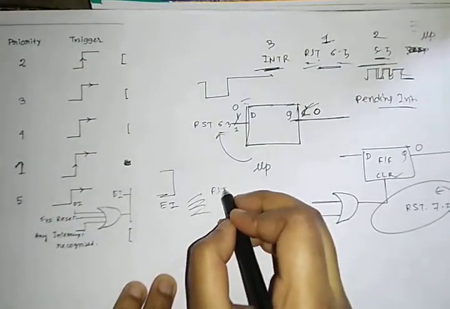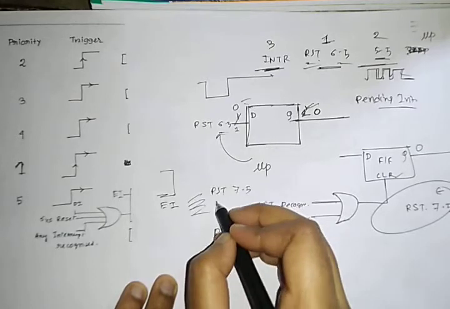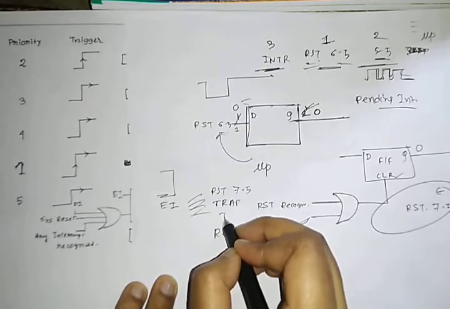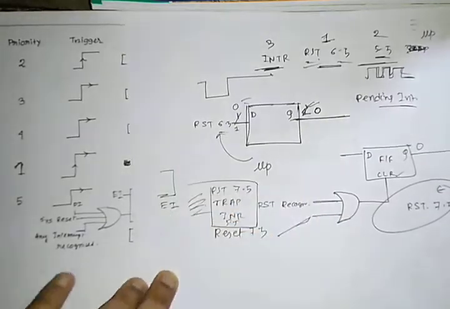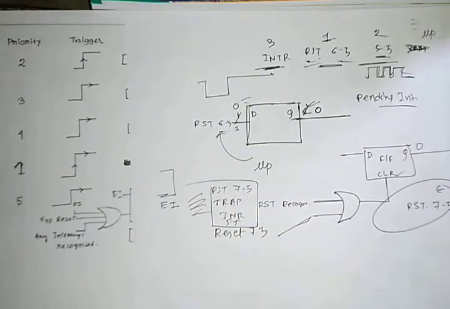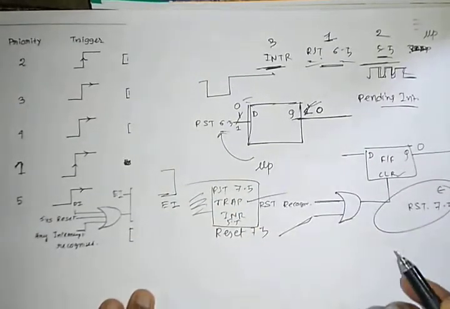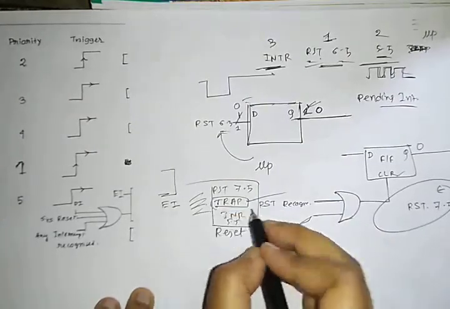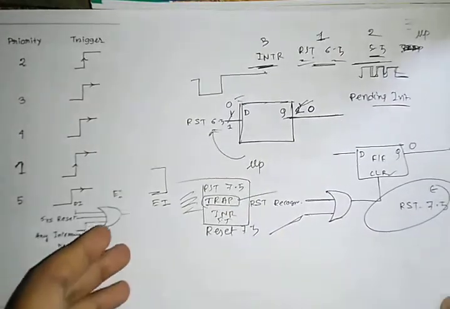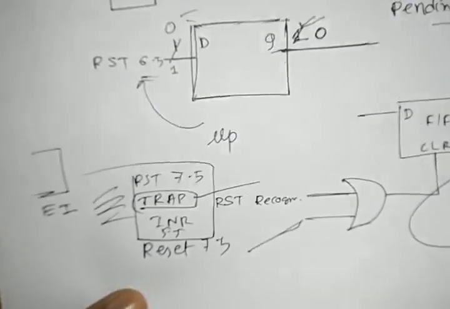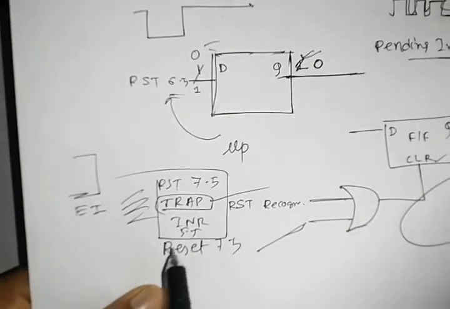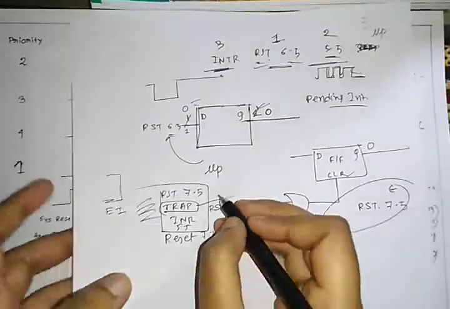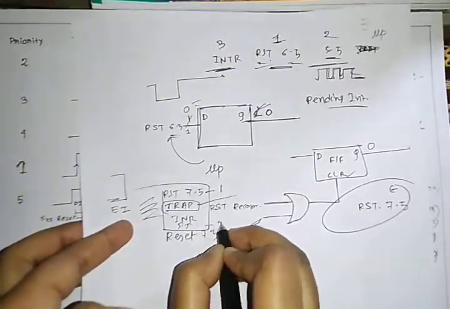Suppose RST 7.5, trap, INTR, 5.5, all these 4 interrupts occur in that time. When my program gets executed, obviously trap will get executed. It doesn't care whether you're doing a program or something, as it is the most important one. It will happen during any program. Then who gets the priority then? 1, 2 and then 3.